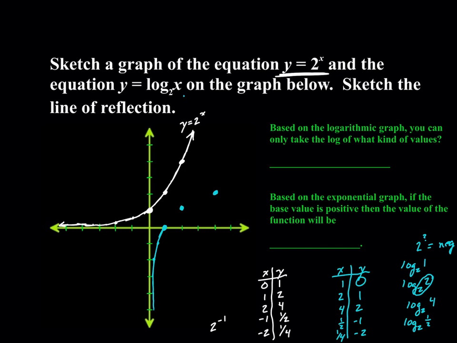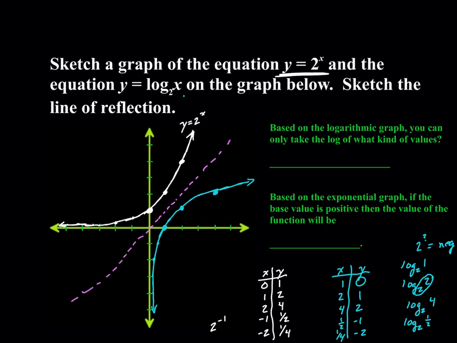And we said we cannot put 0 in, so the y-axis is a vertical asymptote for us. And our graph looks like this. Now you'll notice that these two graphs are reflections of each other over the line y equals x.